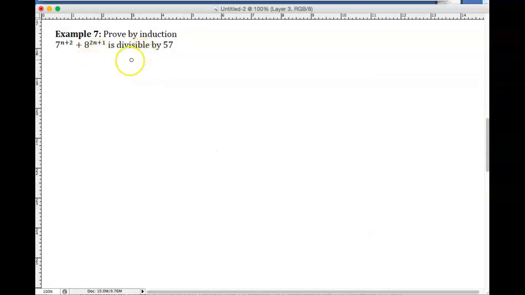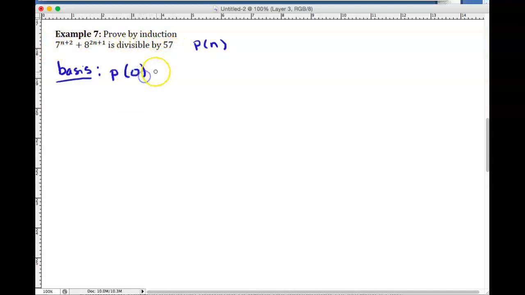Here's another divisibility problem. I'm going to try it out first and then see my steps. Let's look at the basis step. This is my Pn statement: 7 to the n plus 2 plus 8 to the 2n plus 1 is divisible by 57. You can start with 0, you can start with 1. If you start with 0, it means that you are proving that this statement is true for non-negative integers.